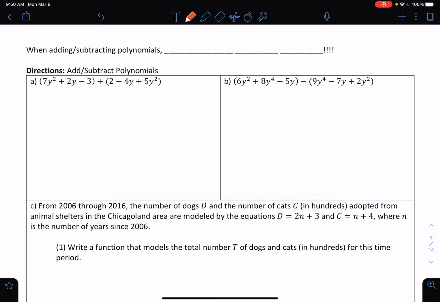So let's start doing some polynomial operations. In this one, we'll be adding and subtracting. And the big thing to remember when you're adding and subtracting polynomials is to combine like terms.